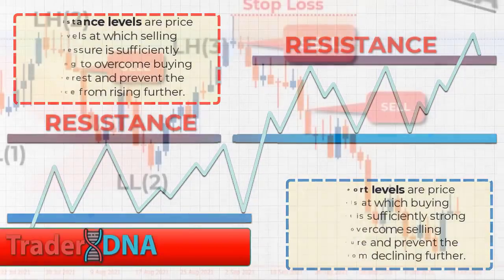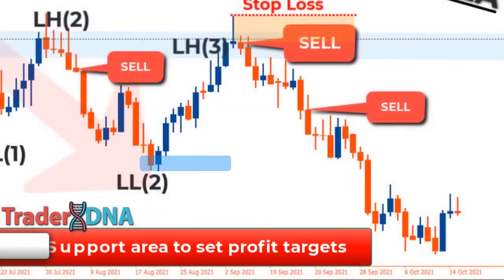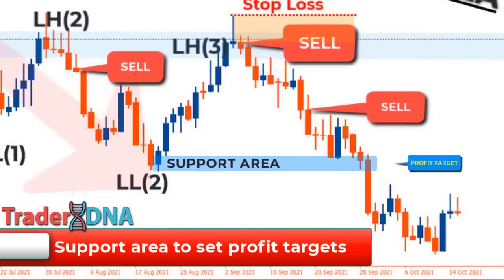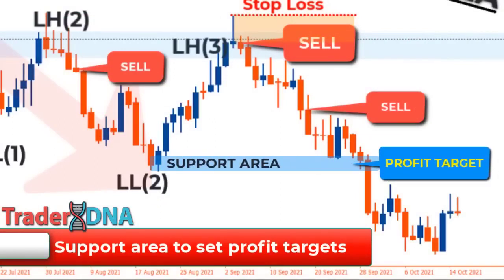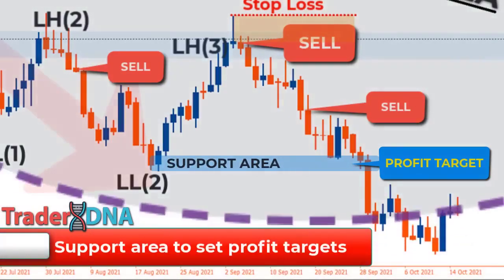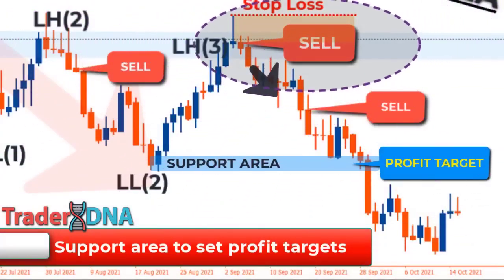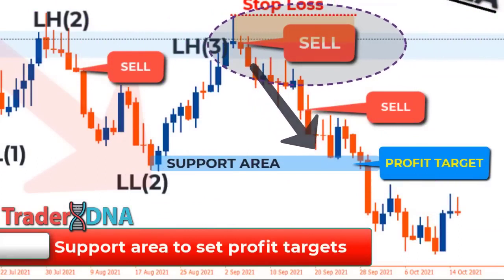Using support area. This chart exemplifies how support areas can be utilized to capture profits in a short position when the market is trending downwards in your favor. Once you have entered the trade, the price moves downwards until it reaches a support level where it encounters difficulty breaking below and may even reverse.